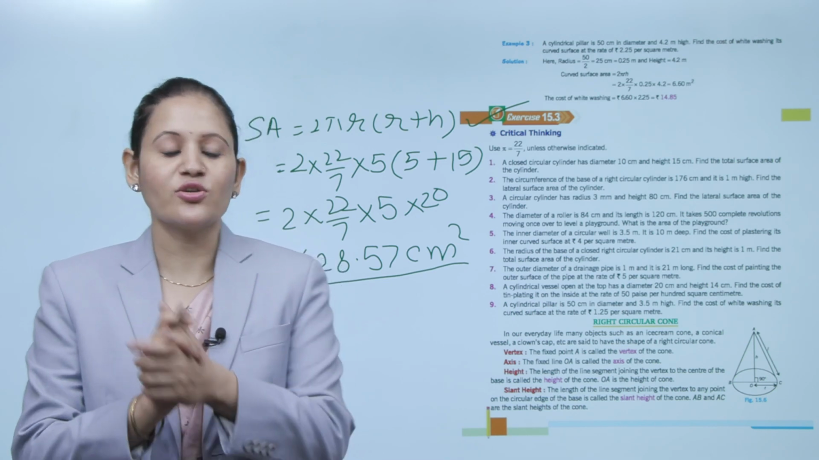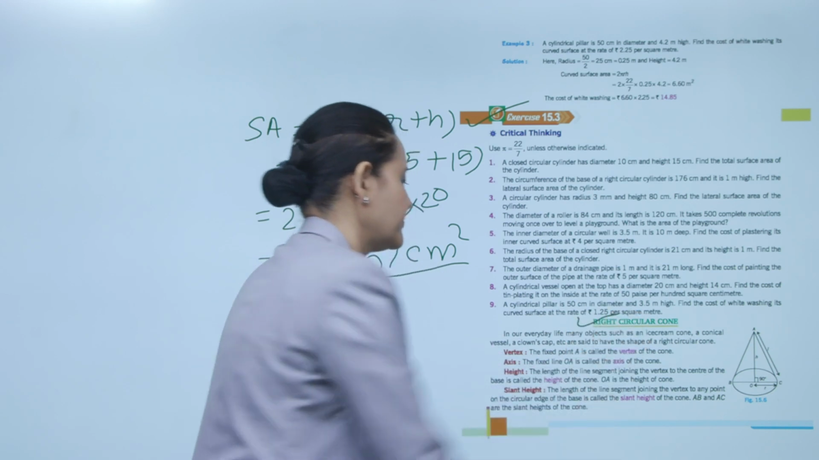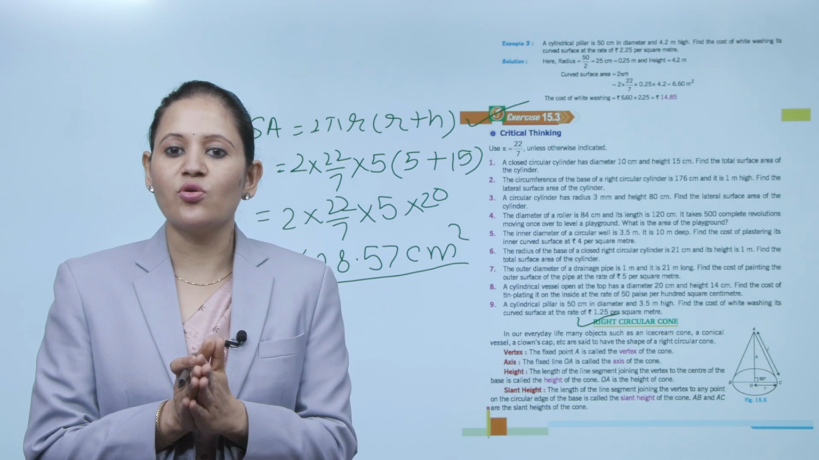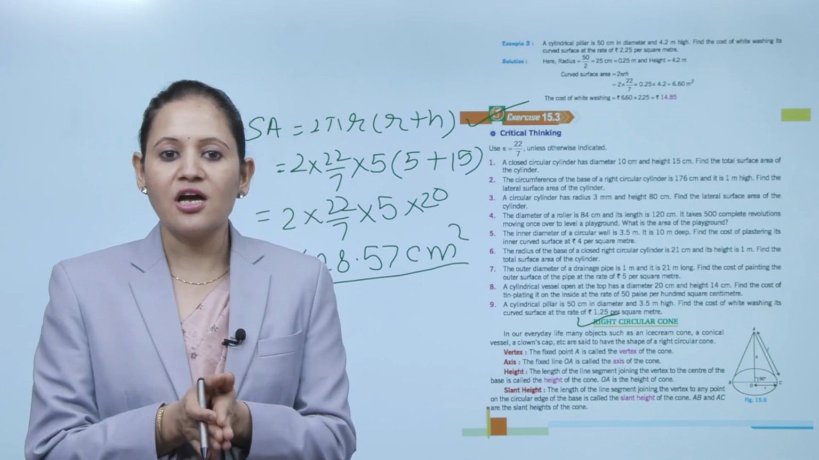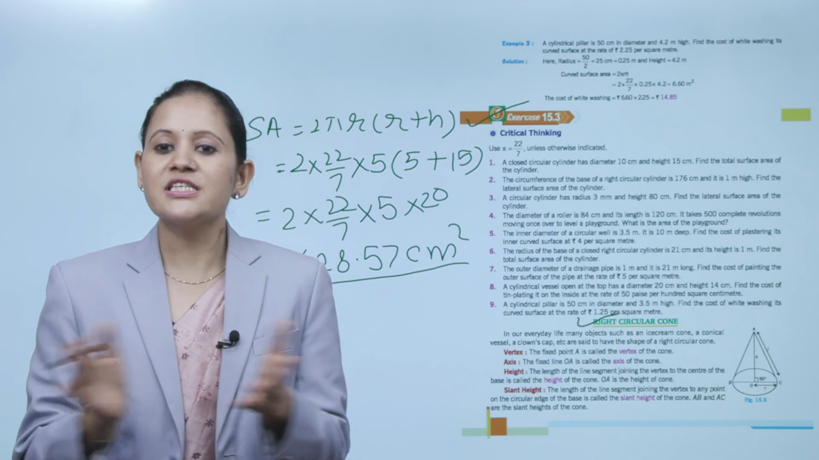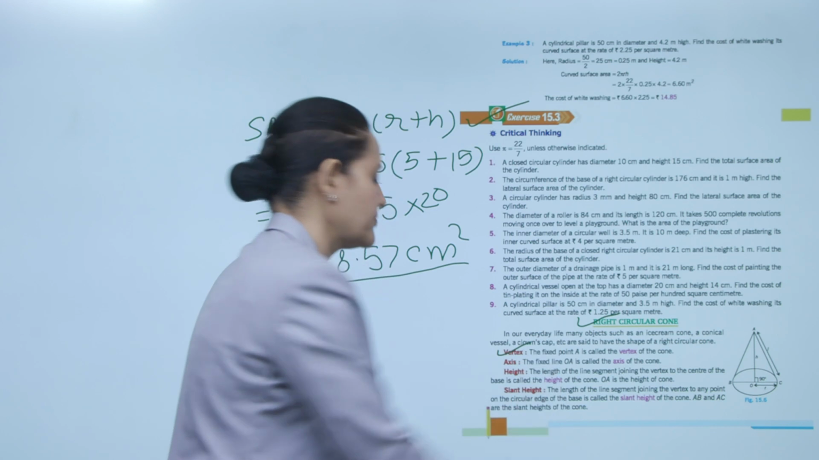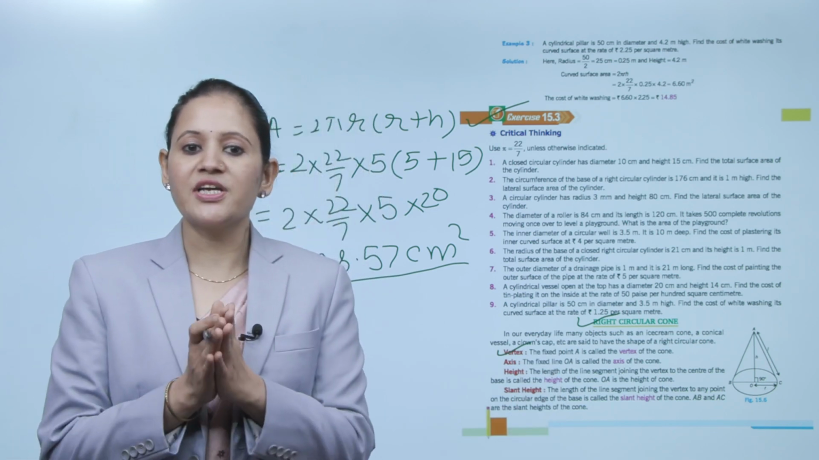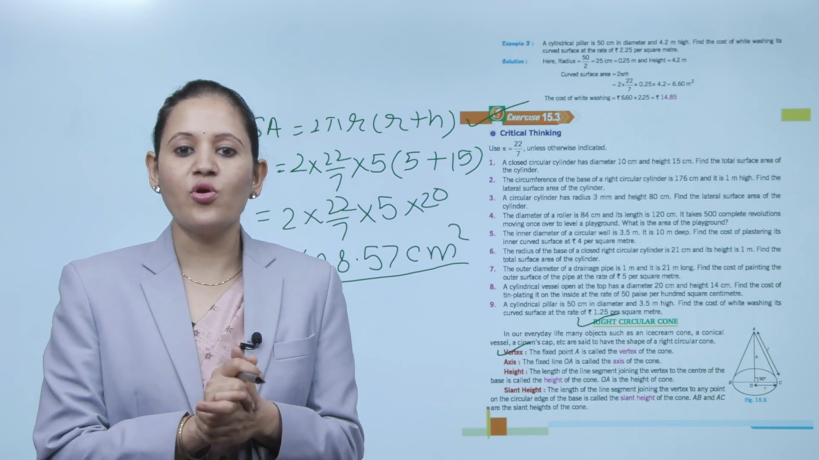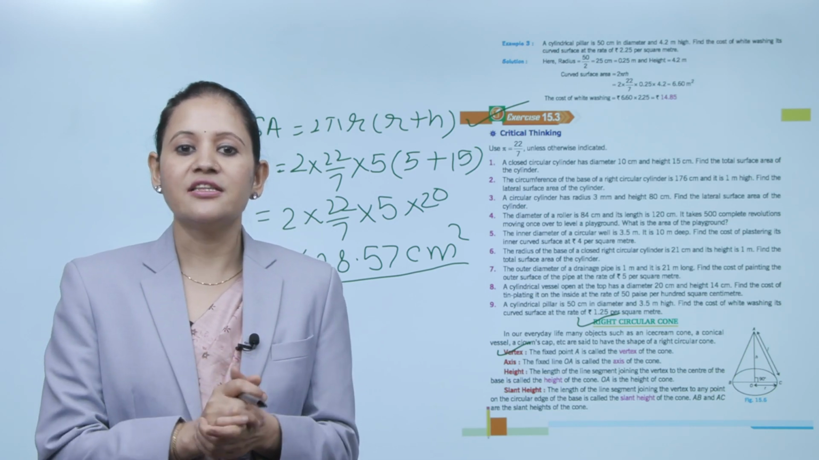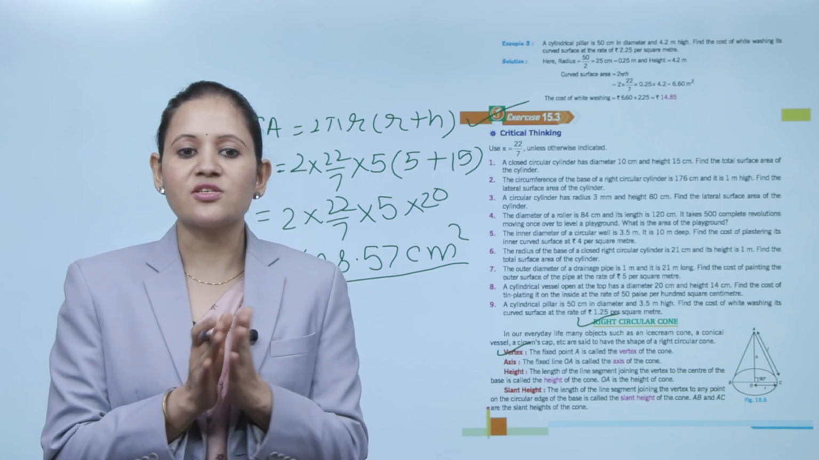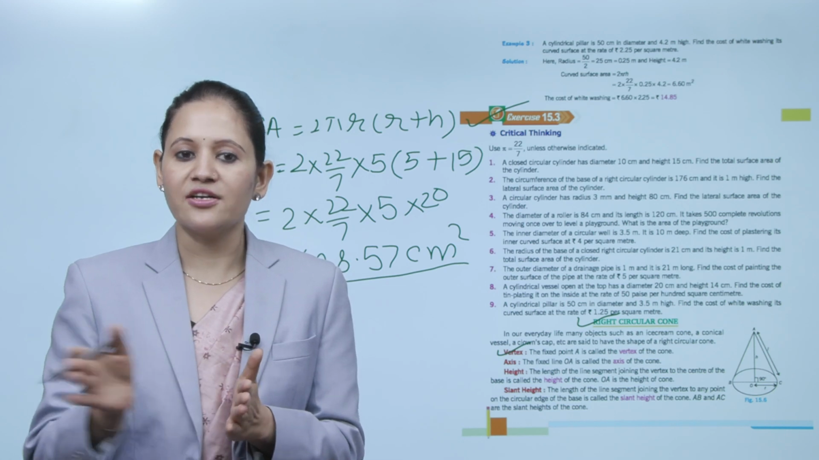Next is right circular cone. In our everyday life, many objects such as an ice cream cone, a conical vessel, a clown's cap, etc. are said to have the shape of a right circular cone. First is vertex. The fixed point A is called the vertex of the cone. Axis, the fixed line OA is called the axis of the cone. Height, the length of the line segment joining the vertex to the center of the base is called the height of the cone. OA is the height of the cone.